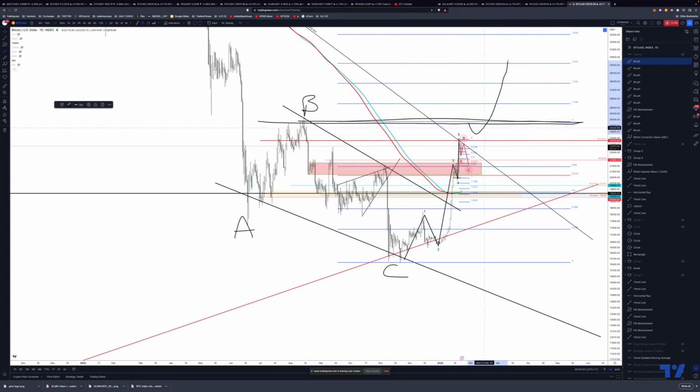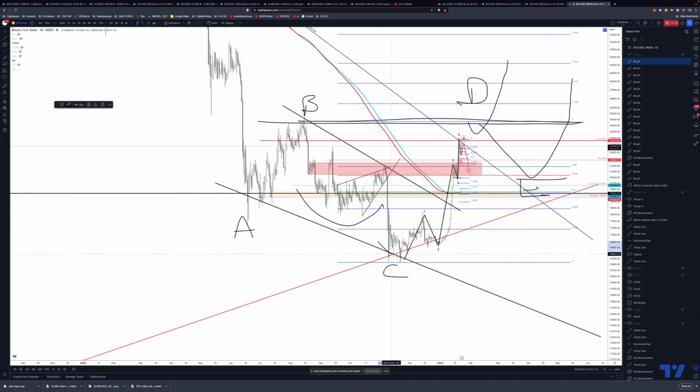All right. So once that breaks, that's our method. You can see that that's also a broadening wedge. We might even come back for point E. So that could be point D and point E, somewhere around there. The other one is that's an inverted head and shoulders. So that could be another one. So you can see the bullish scenario once we break that level.